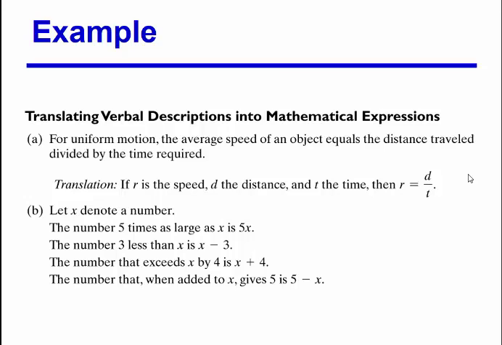For b, let x denote a number. The number 5 times as large as x is 5x. The number 3 less than x is x minus 3. The number that exceeds x by 4 is x plus 4, and the number that, when added to x, gives 5 is 5 minus x.